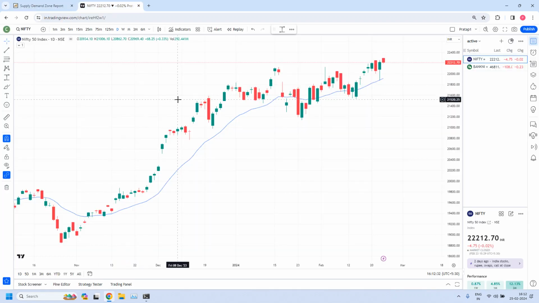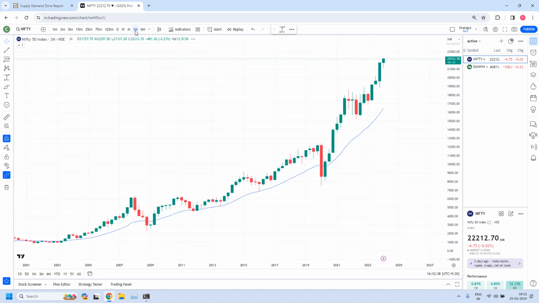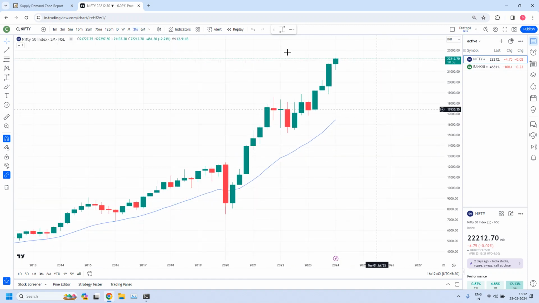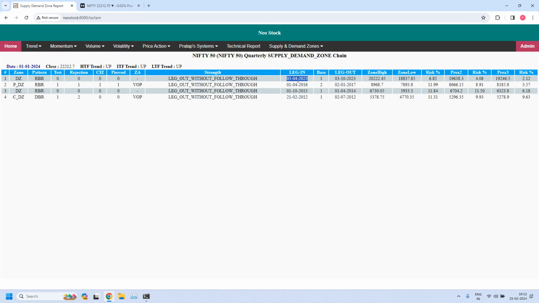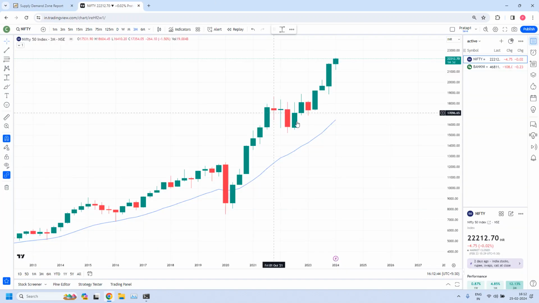So I am going to the Nifty 50 chart. And here I am selecting the time frame as 3 months, so that is quarterly. Now this is the quarterly chart. So when is the leg in? 3/4/2023. Look into this candle. This is 3/4/2023. We have a base candle and we have a leg out candle. Rally, base, rally. This is a quarterly zone.